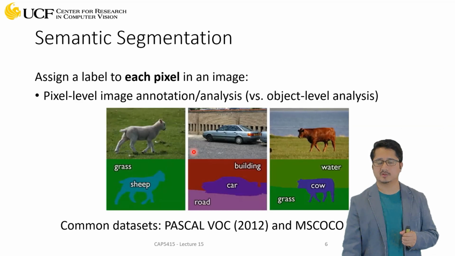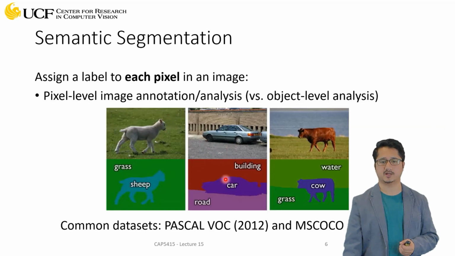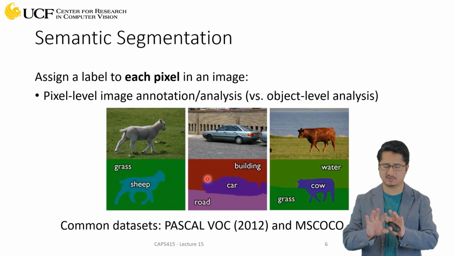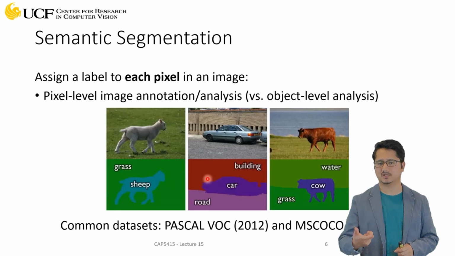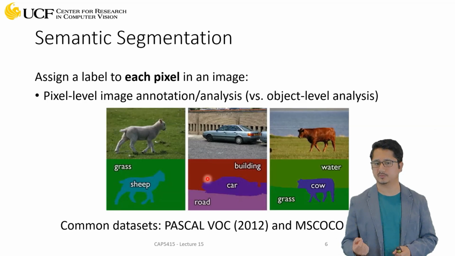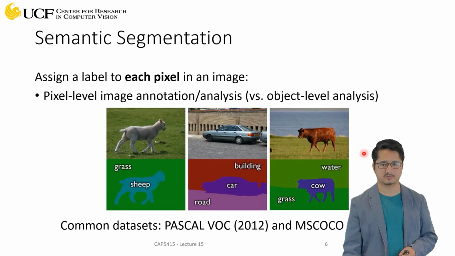But in more complex scenarios, what will happen is instead of just having two different categories, we'll have multiple categories, right? For example, you have road, you have car, you might have sky as well, you might have trees. So there will be multiple categories. And for each category, you will have to say which category each pixel belongs to.